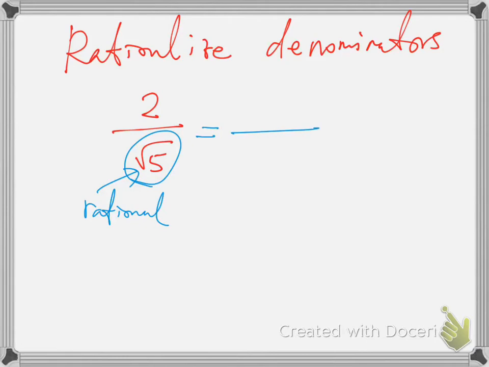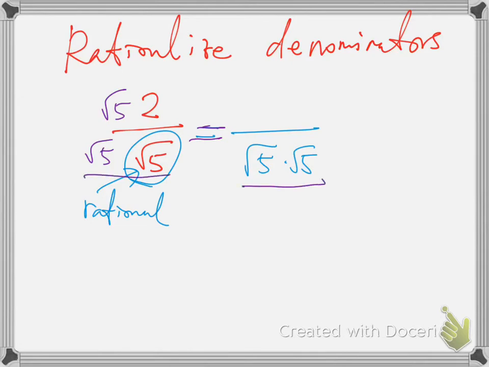So how to change radical 5 to 5? You pair radical 5 with another radical 5. Square root of 5 squared is 5. So now numerator and denominator, you need the same radical 5. You have to keep the value, keep the ratio. So bottom is radical 5 times radical 5. Numerator is 2 times radical 5. So the answer is 2 radical 5 over 5 in the denominator.